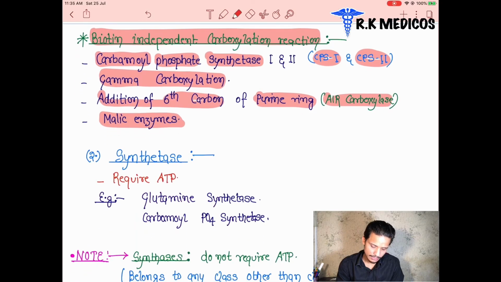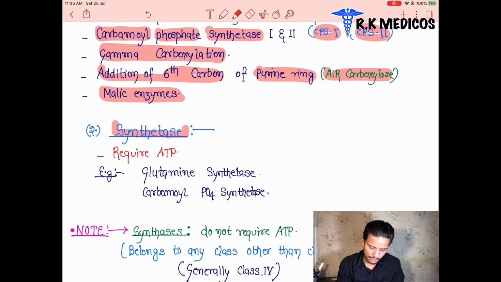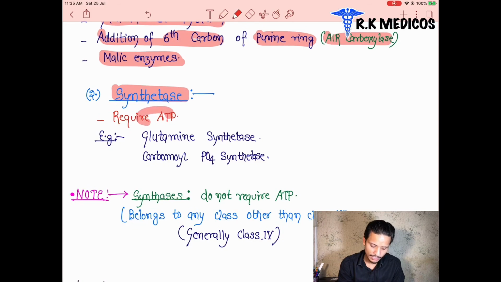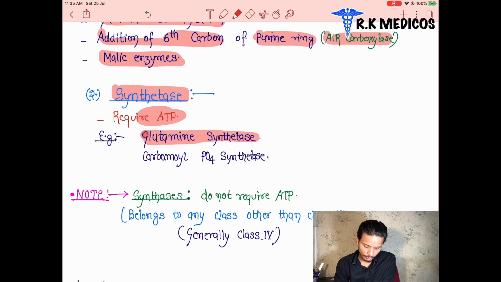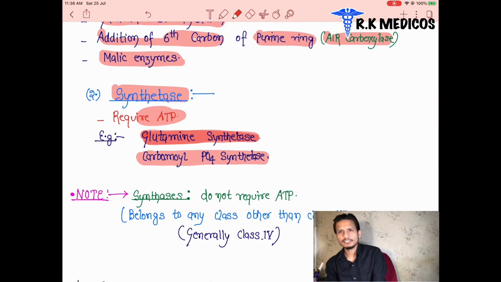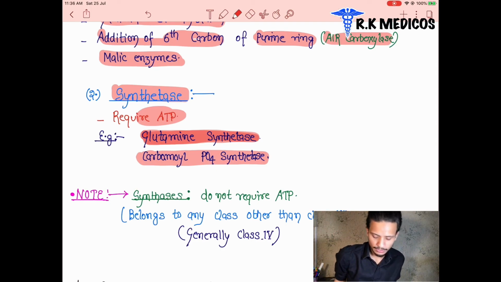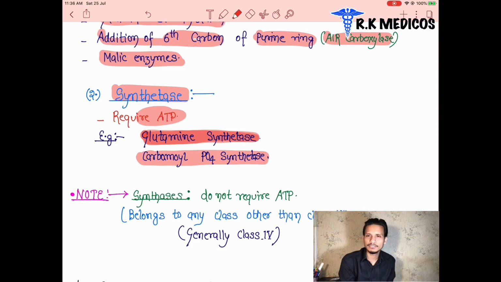Next section is synthetase. First we already discussed carboxylase. Next one is synthetase. ATP is required here, but unlike the previous section, where biotin and CO2 are added, nothing is added here. Glutamine synthetase is one example, and another is carbamoyl phosphate synthetase. These both reactions are important, and we will discuss them later. These both enzymes are used in different cycles, but for now you have to memorize that these are the synthetases. They belong to class 6, and the synthetases do not synthesize.